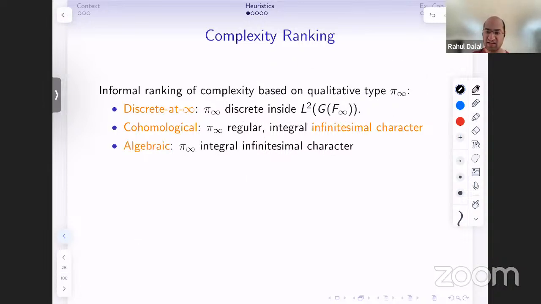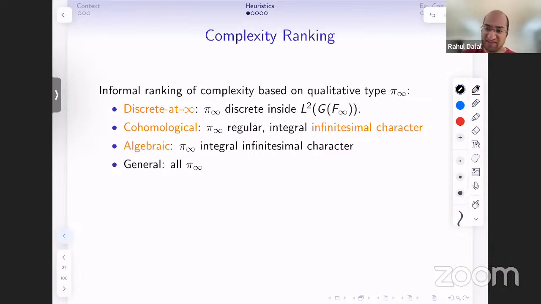Next, you can talk about algebraic automorphic representations. Basically you weaken the condition on the infinitesimal character a little bit. So it's still kind of nice, but it's not as nice. And then finally, you can think about general automorphic representations, which are basically all possible components at infinity.